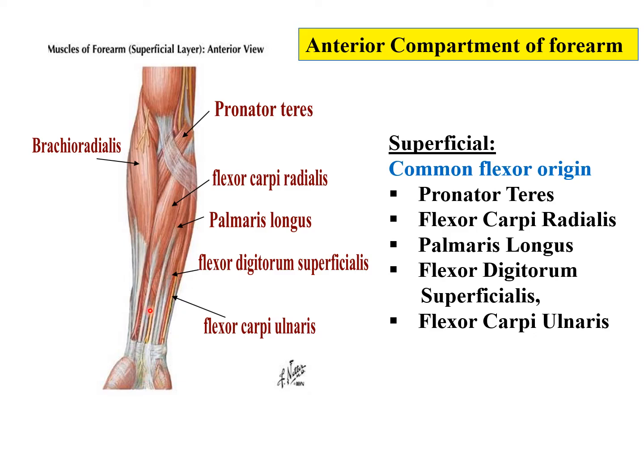After palmar aponeurosis, we have flexor digitorum superficialis, a little bit overlapped by flexor carpi radialis and palmaris longus, and again it passes through the flexor retinaculum. And the final one is flexor carpi ulnaris, which is toward the ulnar side. So these are the superficial muscles of the anterior compartment: pronator teres, most lateral, then flexor carpi radialis, then palmaris longus, then flexor digitorum superficialis, and most medial, flexor carpi ulnaris.